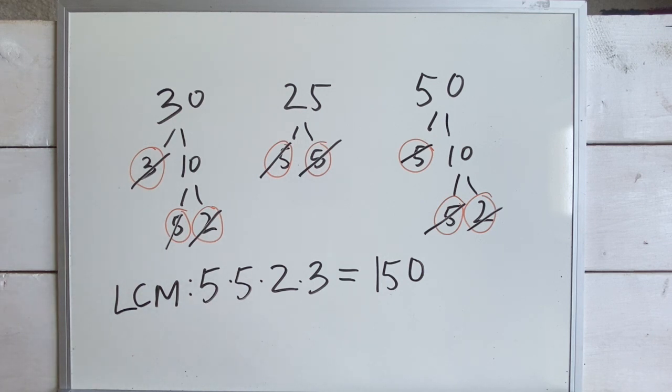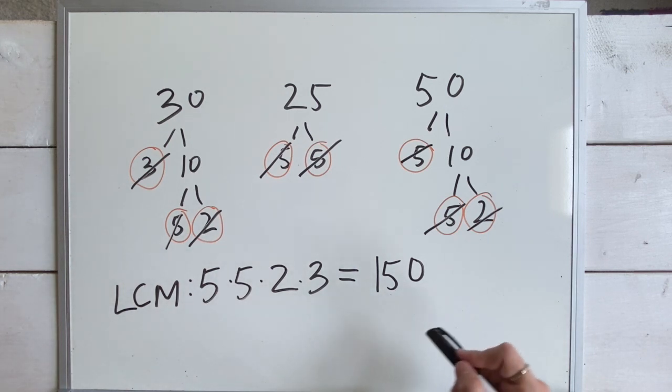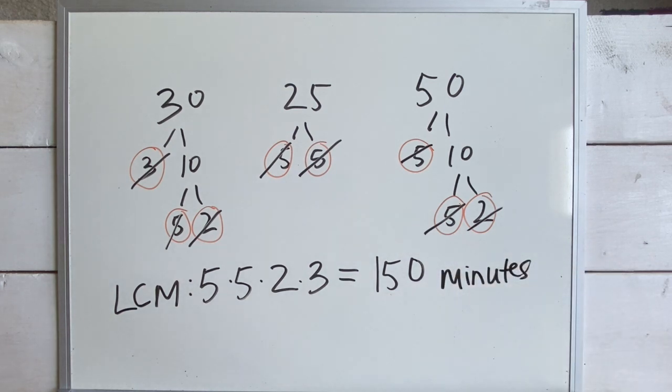Let's remember what that means in the context of this problem. Because 30, 25, 50, these are all minutes, 150 is the number of minutes. So every 150 minutes, we're going to see that the doctors have another appointment that starts at the same time. So if we begin at 8 a.m., the next time that they have an appointment at the same time would be 2 hours and 30 minutes later. So that is 10:30 a.m.